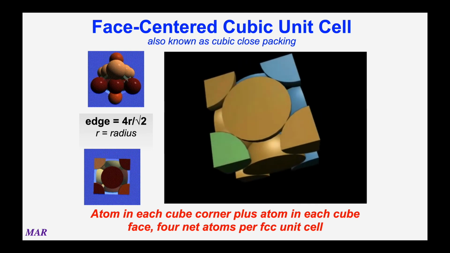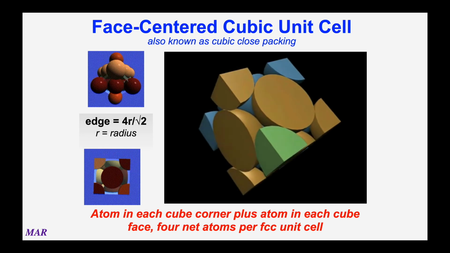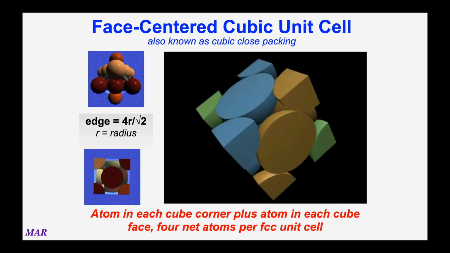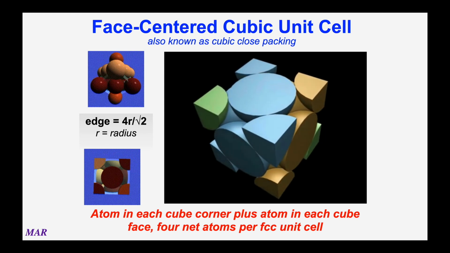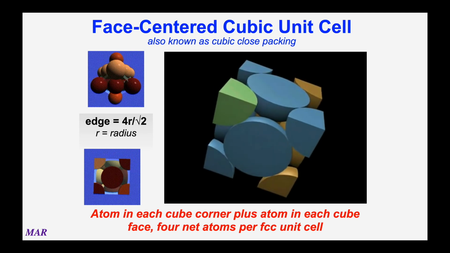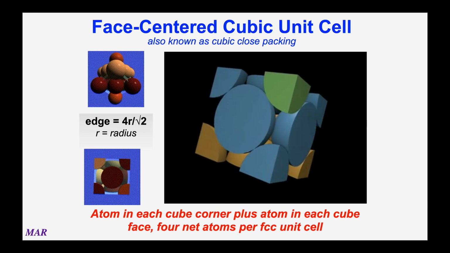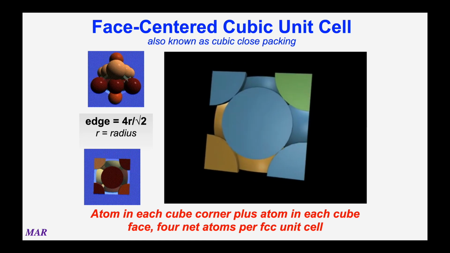So when it comes to face-centered cubic cells, 4 atoms per cell, and there's the relationship between the radius and the edge: 4 times the radius divided by the square root of 2 equals the edge. And you can read more about that in the solids lab if you're curious. But these will be important things coming up in what we're going to talk about.